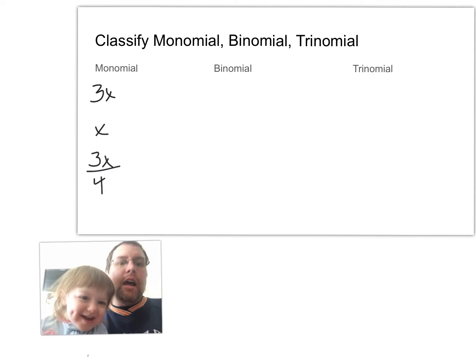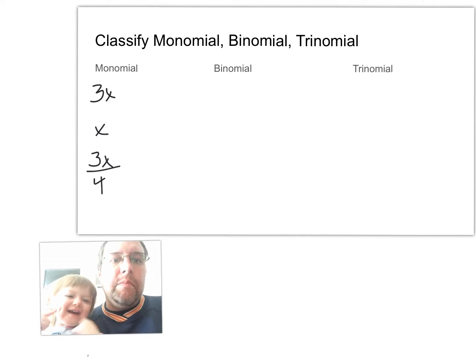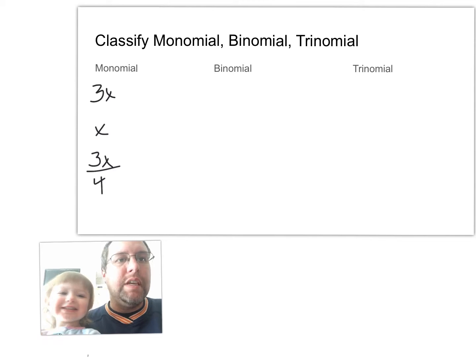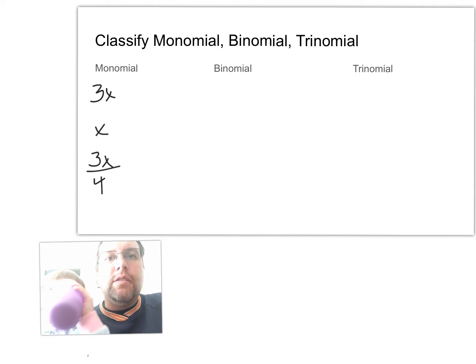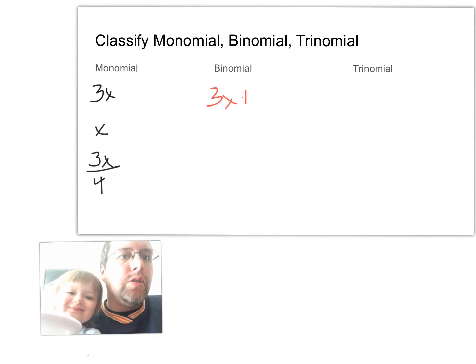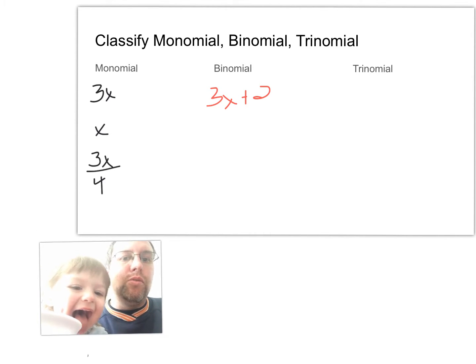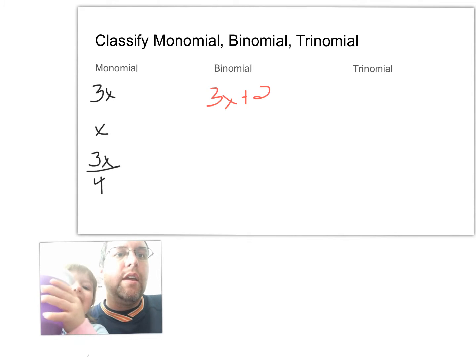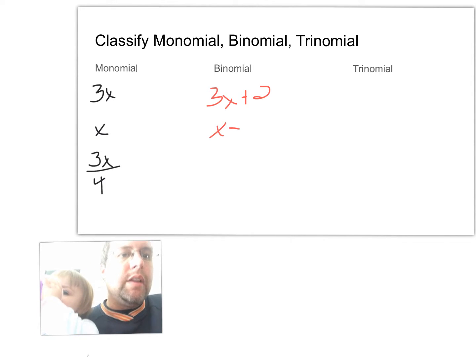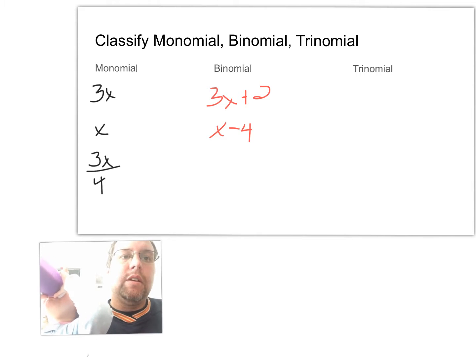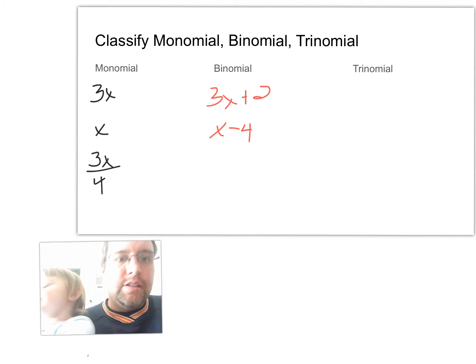All right, so that would be your ideal monomial right there. Now, a binomial is, bi meaning 2, so we're going to have 2 pieces. So stuff like 3x plus 2, because now I have the plus separating it into 2 separate pieces. We're going to have x minus 4. Again, because of the minus, it separates it from one piece to 2.